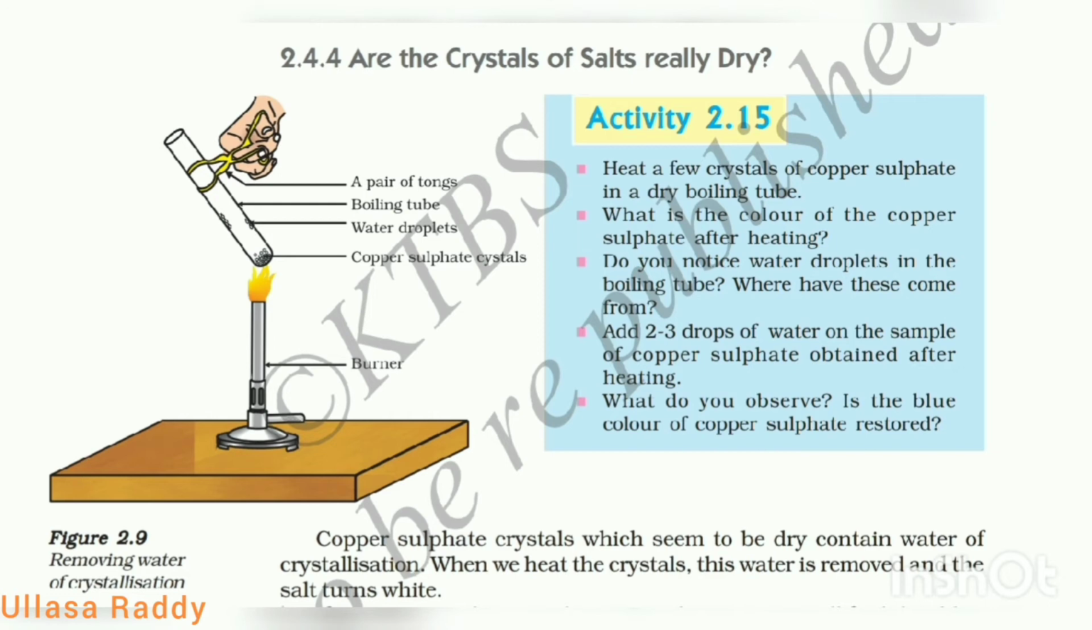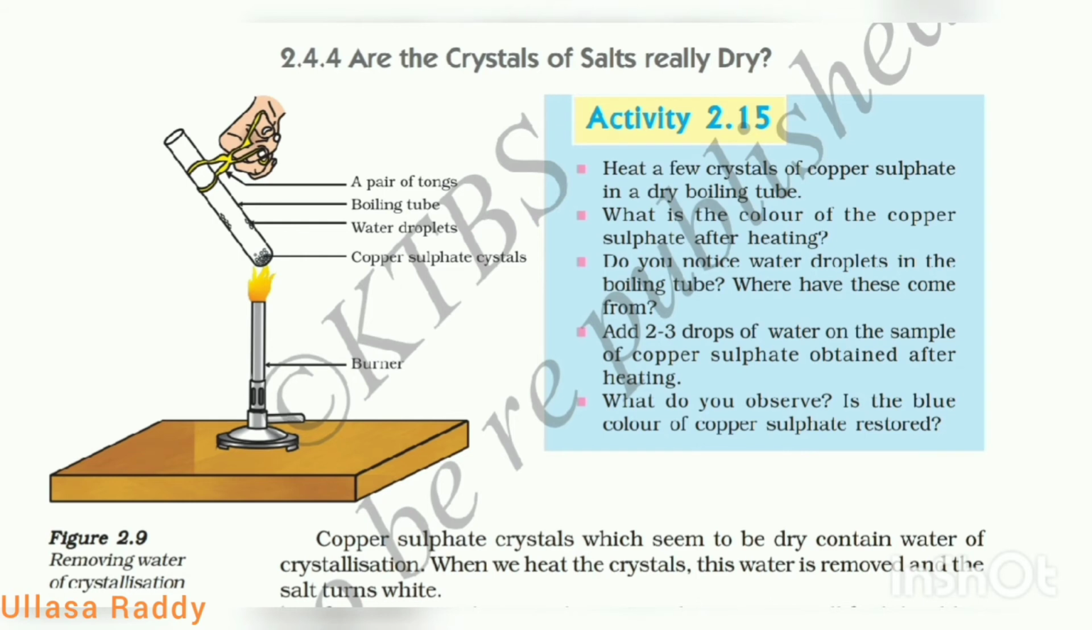Heat a few crystals of copper sulfate in a dry boiling tube. What is the color of the copper sulfate after heating? Do you notice water droplets in the boiling tube? Where have these come from? Then add 2 to 3 drops of water on the sample of copper sulfate obtained after heating. What do you observe? Is the blue color of copper sulfate restored?